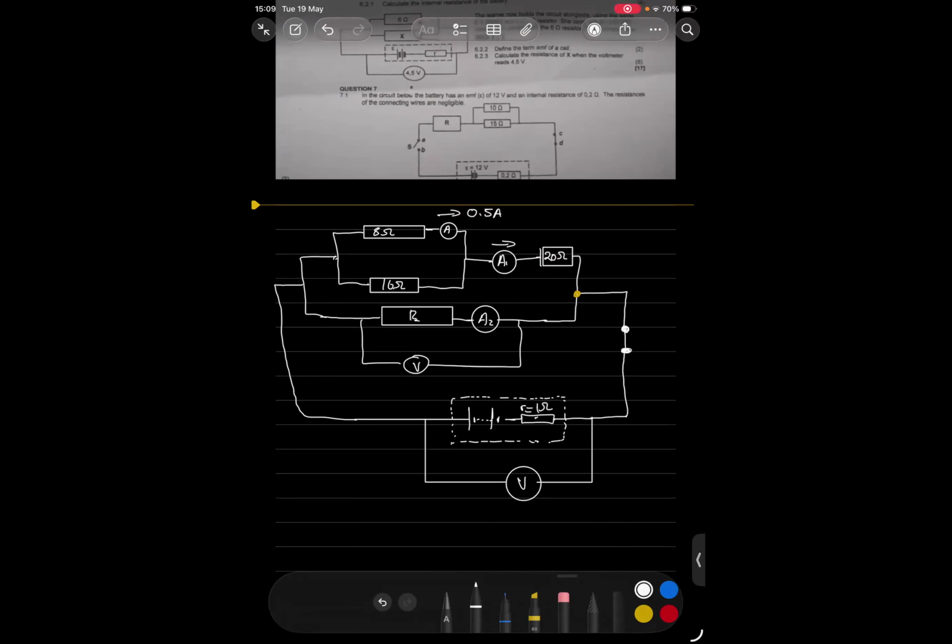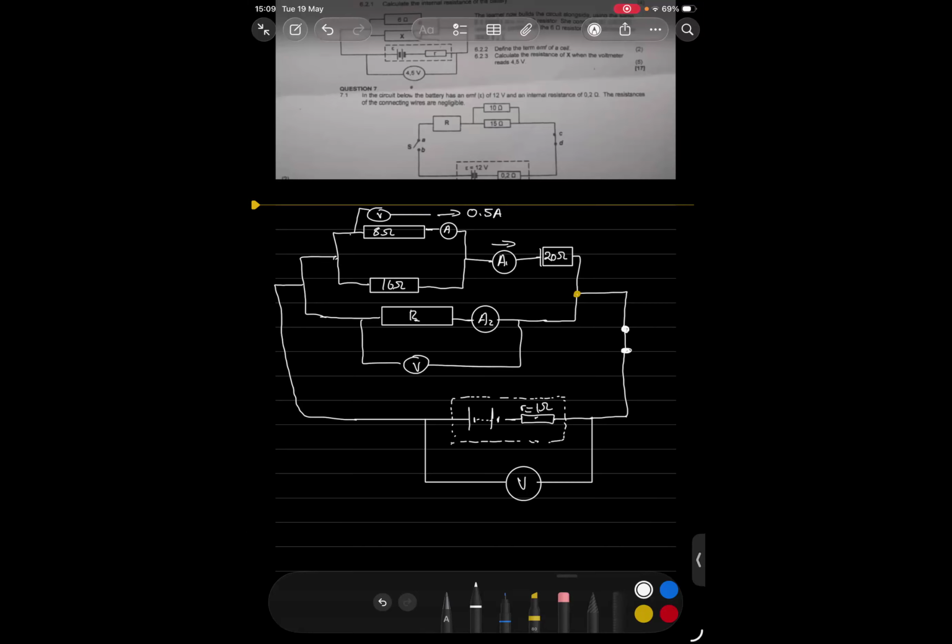What can we get from this information? We have the ammeter, we have the current and we have the resistance. What can we get? We can get the voltage. So what's going to be the voltage?